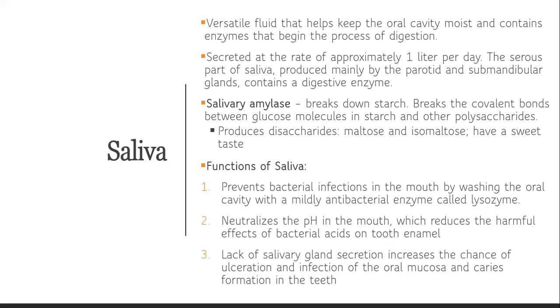The serous part of the saliva, produced mainly by the parotid and the submandibular glands, contains digestive enzyme. An example of digestive enzyme is the salivary amylase. It breaks down starch, breaking the covalent bond between the glucose molecules in starch and other polysaccharides, and produces disaccharides, maltose and isomaltose, which have a sweet taste.